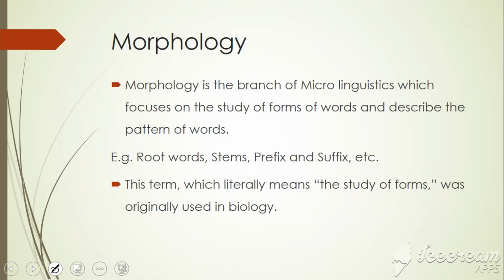Morphology is the branch of microlinguistics which focuses on the study of the form of the word and describes the pattern of the word. Morphology also tells us about root words, stem words, prefixes, suffixes, etc. that come under the heading of morphology. There are many terminologies used in morphology, but today's concern is only with morphology, morpheme, and thirdly the types of morpheme.